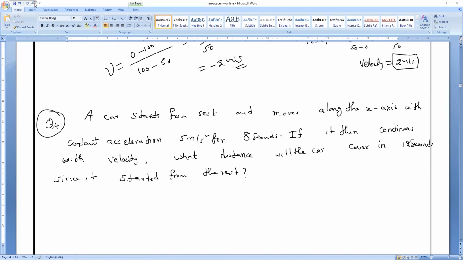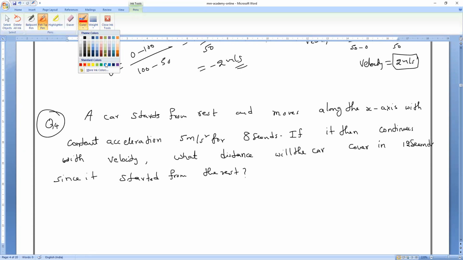So this question is about a car which starts from the rest, then the initial velocity becomes 0. Then it moves along the x-axis with a uniform acceleration, 5 meter per second square, and the time is 8 seconds. And then it retains the velocity. What distance will the car cover in another 12 seconds since it started from the rest? That is right. Okay. So now observe very carefully.